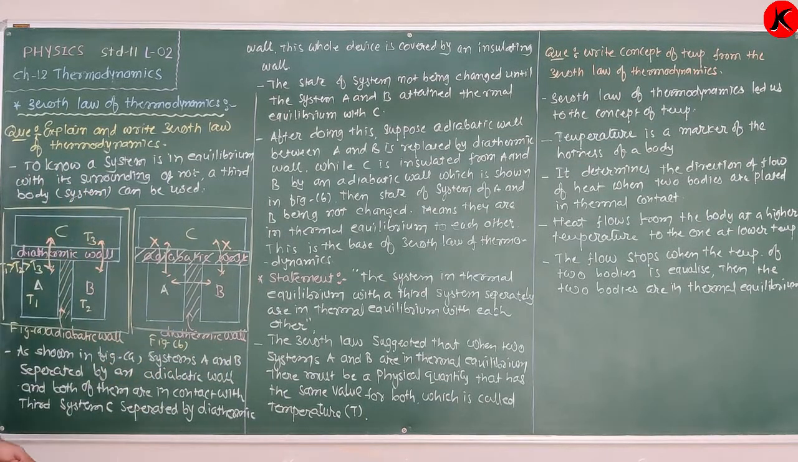Okay. Now, the state of the system does not change until systems A and B obtain thermal equilibrium with the third body C. When systems A and B obtain thermal equilibrium with C, the state of all these three systems becomes equal.